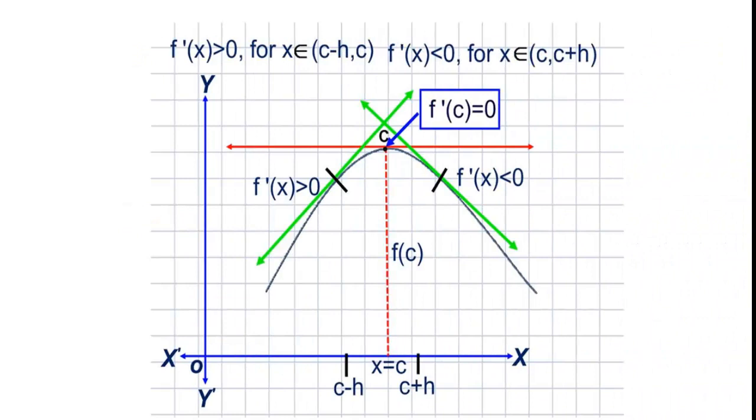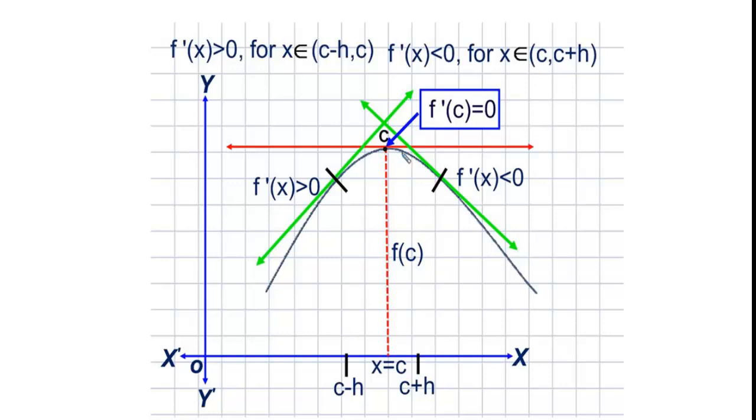Now, let us understand the same thing with the help of a proper graph. Here is the graph of a function f of x. Observe that the function here is increasing in the left neighborhood of c. As said earlier, we are considering the interval (c minus h, c), and we can clearly see the slope of the function here has a positive sign. Now, the slope means the first derivative. Therefore, f dash x is greater than 0 in the left neighborhood of c.